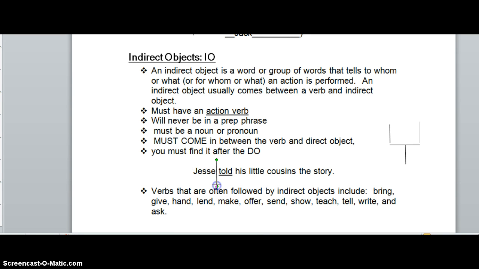That's just once again separating my subject side of the sentence from my predicate side. And so I say, Jesse told what? The answer to that question is story. That's what he told. I'm going to highlight that in yellow. That's your direct object.